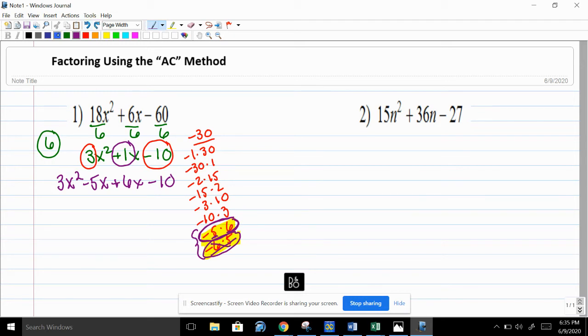Next step is to factor this thing by grouping. So I have my two groups. I got 3 and a 5. I can't divide 3 and 5, but I can take away an x. So an x is going to go on the outside.